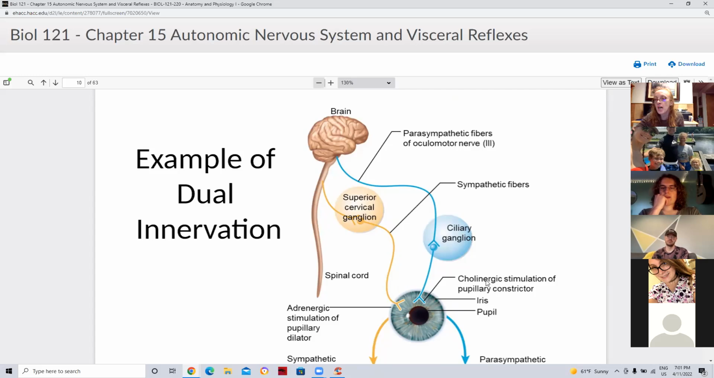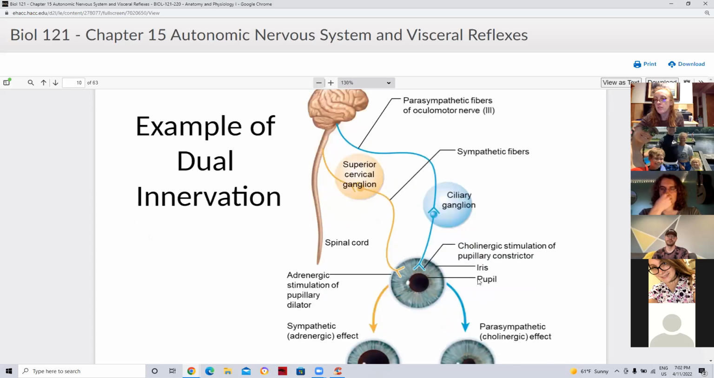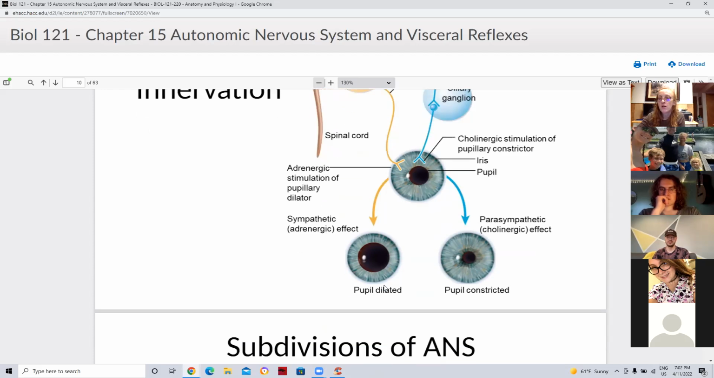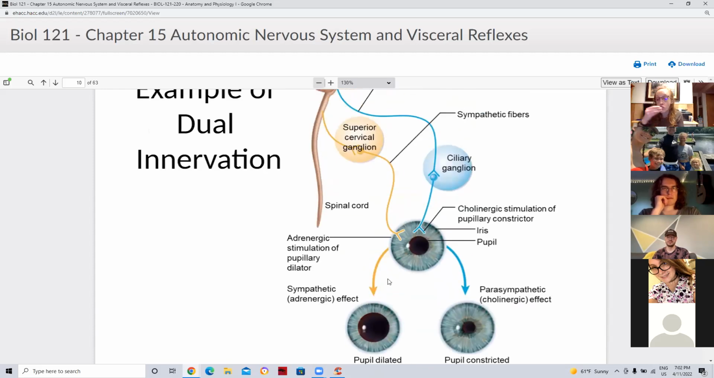The cholinergic has to do with the receptor. Adrenergic, meaning an adrenergic receptor, cholinergic receptor. So parasympathetic is going to cause the pupil to constrict. Sympathetic is going to cause it to dilate. Any questions?